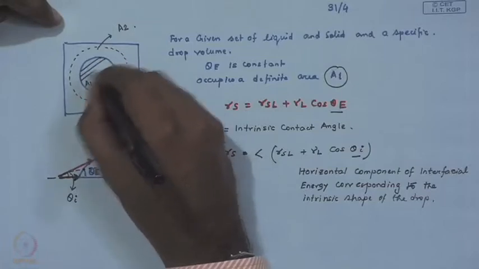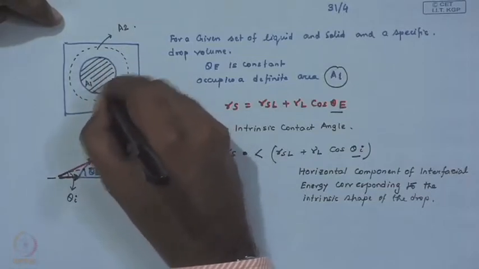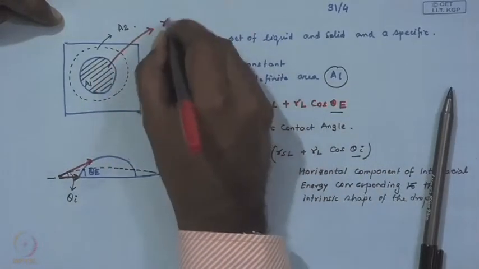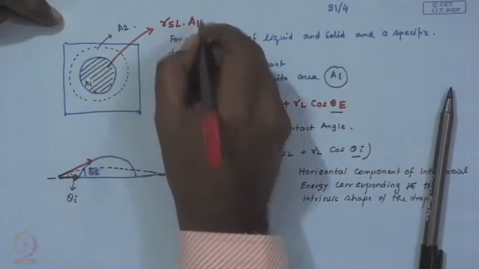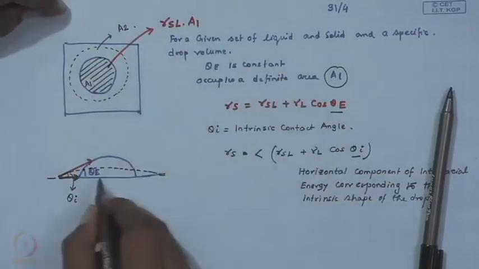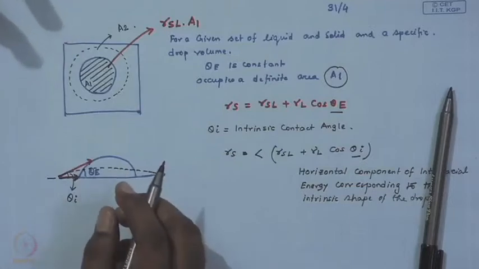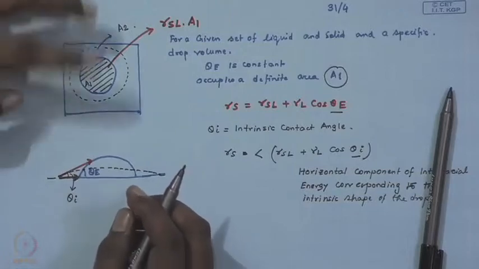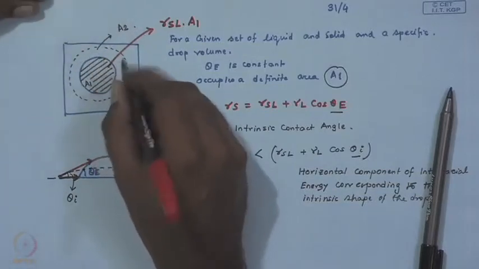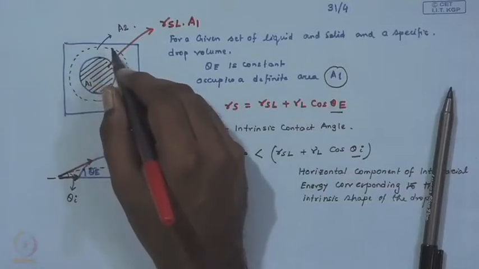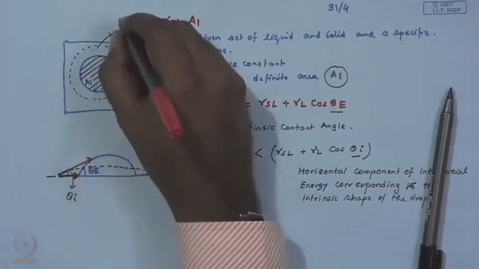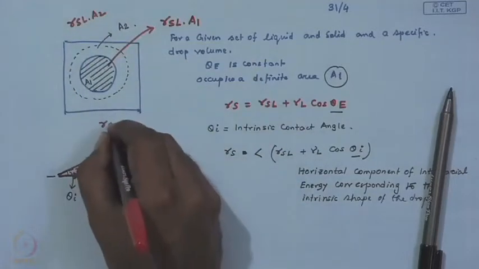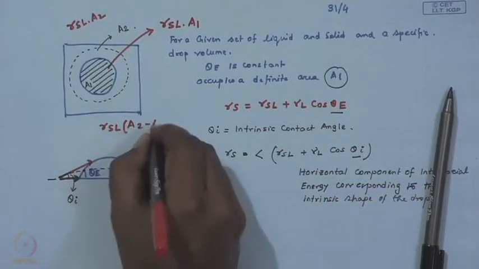So, the total surface energy of this part was gamma SL into A1, because this A1 is the part of area which was below the drop. Now by way of spreading, this liquid covers an area of A2. So, the energy that corresponds to this is gamma SL into A2. So, this is that additional energy penalty.